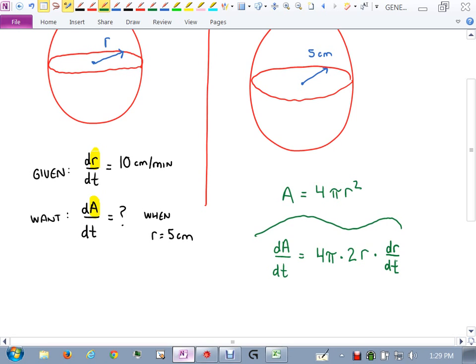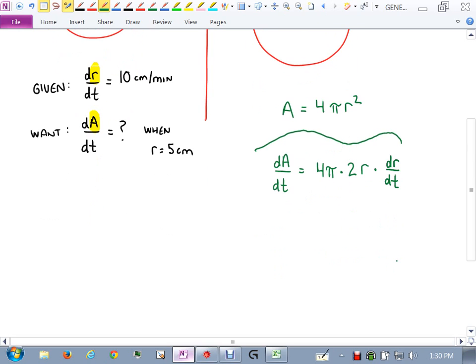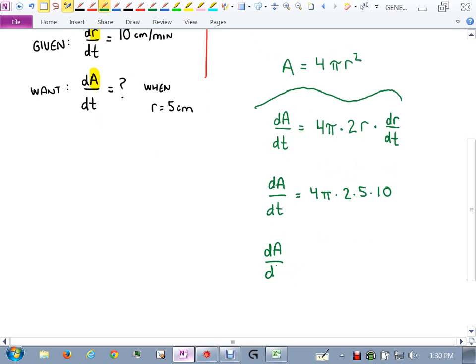You sure? Okay, now it's just a matter of plugging everything in. I wanted to know dA dt, so there it is: 4 pi 2 r dr dt. Now can I fix r? Yes, because I've taken the derivative. R is going to be replaced with 5, and dr dt is given to me in the problem to be 10. So dA dt is 4 pi times 2 times 5 times 10, which is 400 pi.